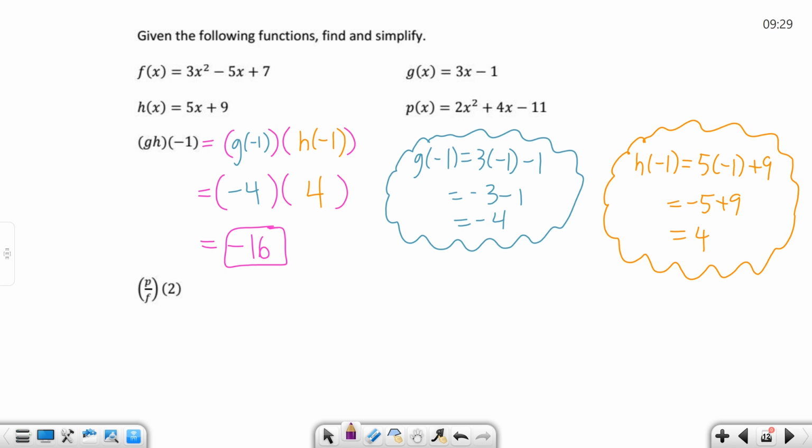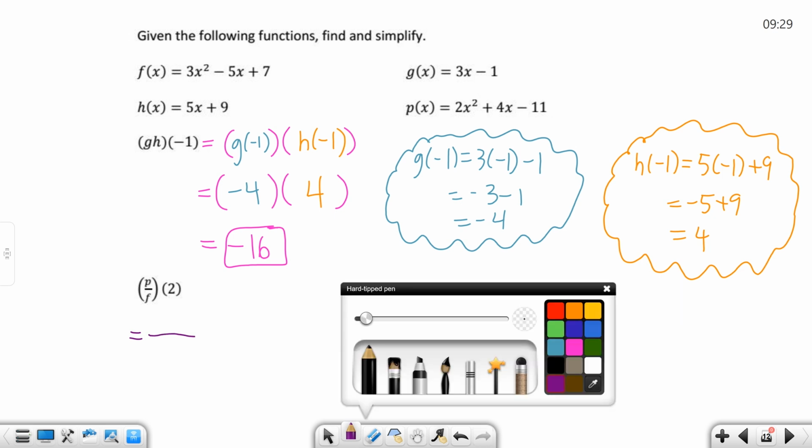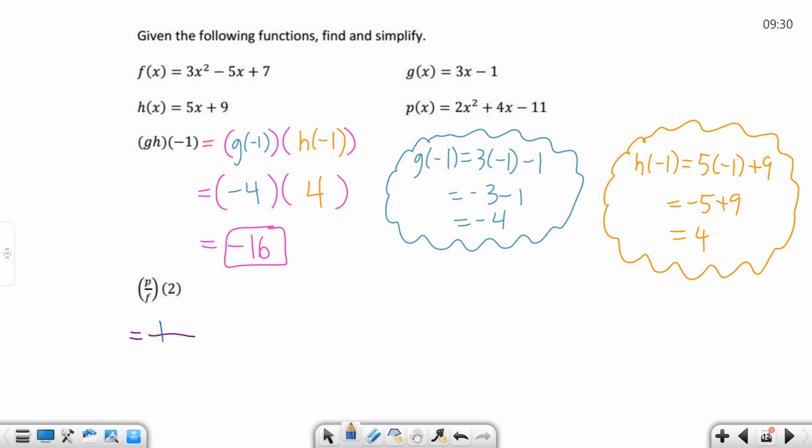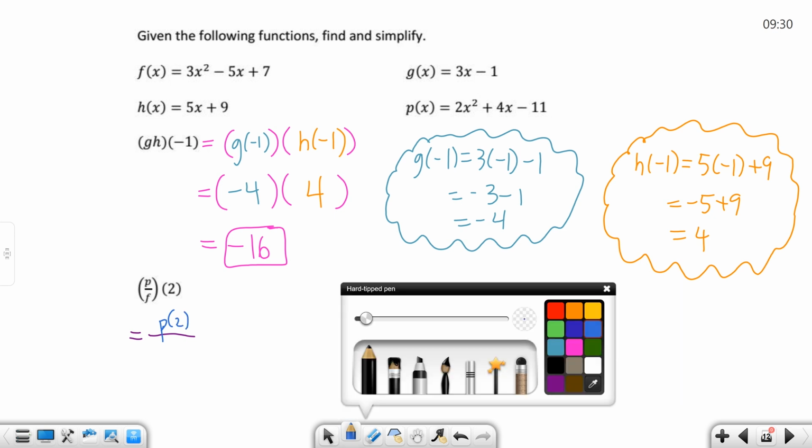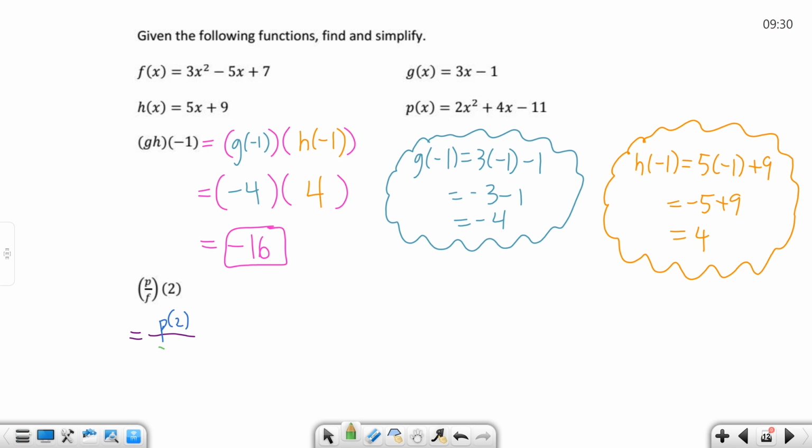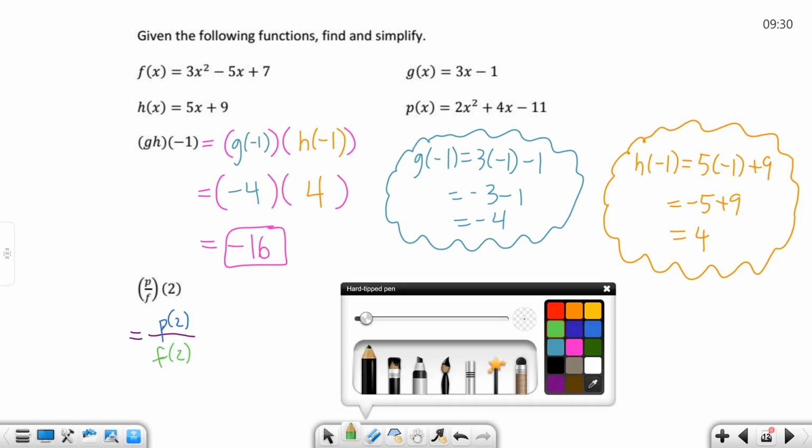And then P over F of 2, what do you suppose that means? Well, that just means this thing's going to be a fraction. And then the top, the numerator, you're going to get P of 2. And then the denominator, the bottom, you're going to get what? F of 2. All right, let's make sure that's a lowercase f.